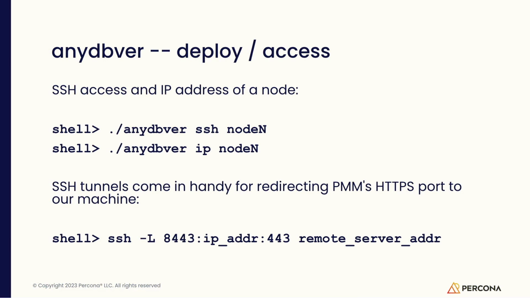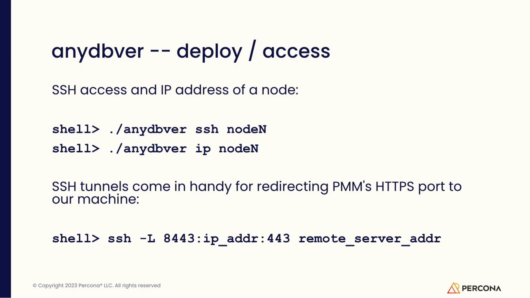May not be the case for you, but if you do, a great command that you should have in your toolbelt is the IP command. So the IP will give you the IP address of the container. So you can then create an SSH tunnel from your machine to the remote server and access that port in your localhost. I use this a ton with PMM.